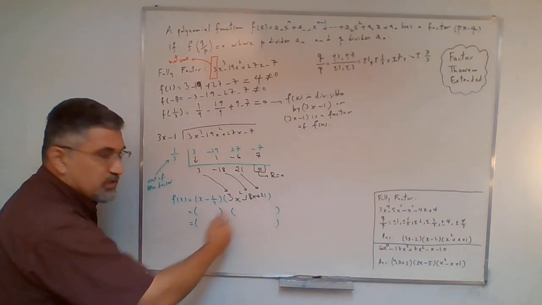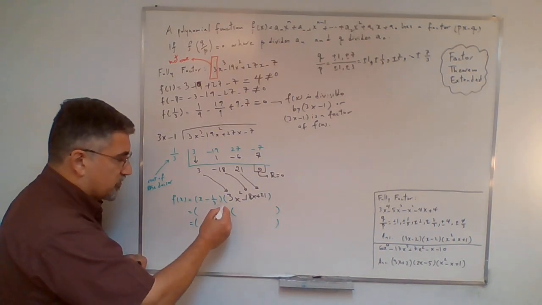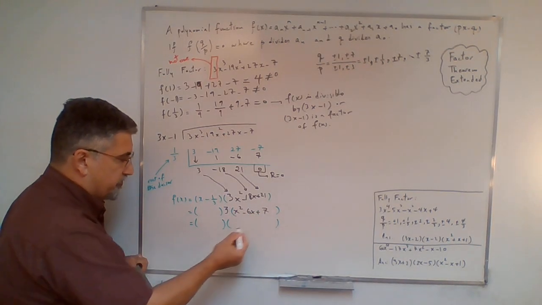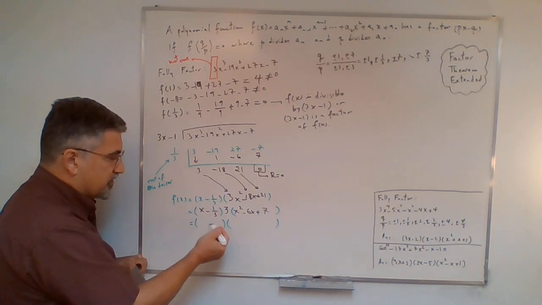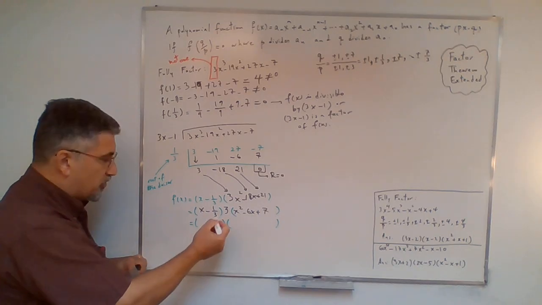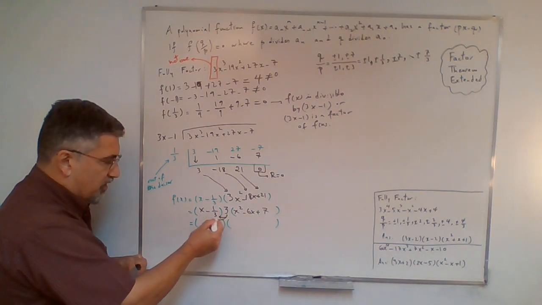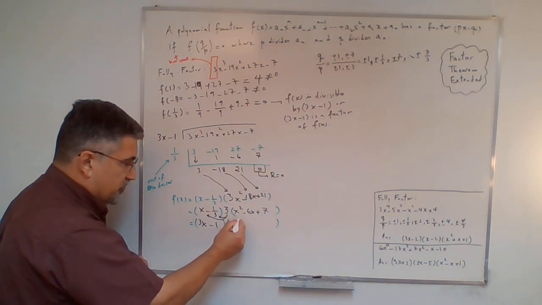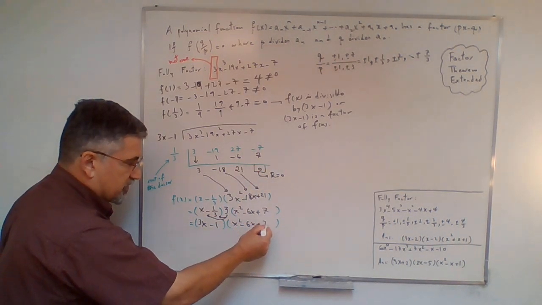Now the thing is that 3 is a common factor. I can factor it out. So I get x squared minus 6x plus 7. And I can easily multiply the 3 by the first binomial. So using distributive law, I'm going to get 3x minus 1. This is the factor we were looking for. And here we have x squared minus 6x plus 7.